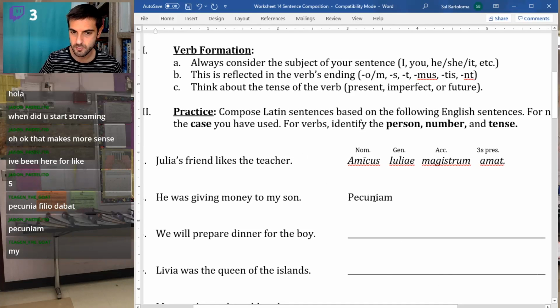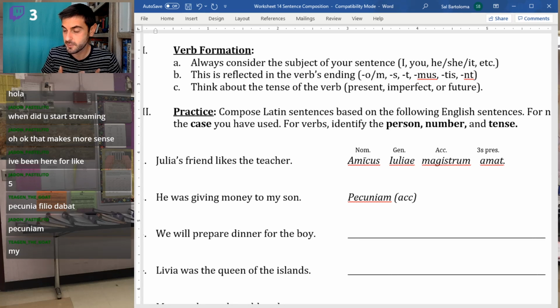There we go. So pecuniam here is the direct object, right? It's the accusative. He was giving money to my son. So you have filio in the dative, which is awesome. I'm just going to throw in meo filio, right? In the dative case. He was giving money, the direct object, to my son, indirect object.